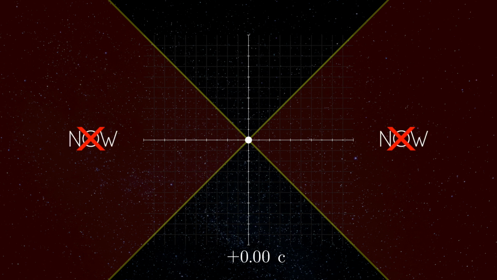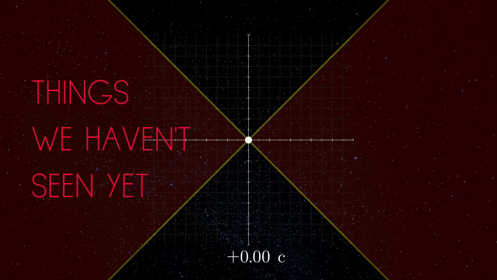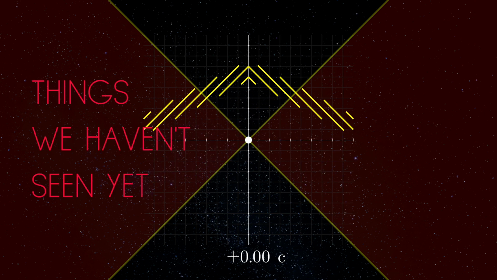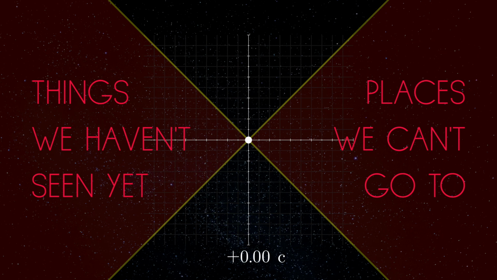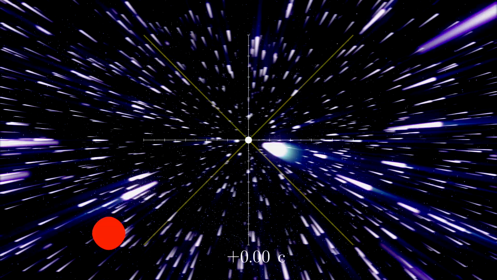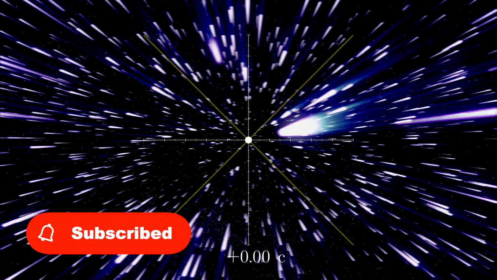Well, it is and it isn't. It's better to say these are things we haven't seen yet, we'll see it later, and places we can't go to or change. Why can't we go there? Because it requires faster than light travel. We'll check that out in our next video.